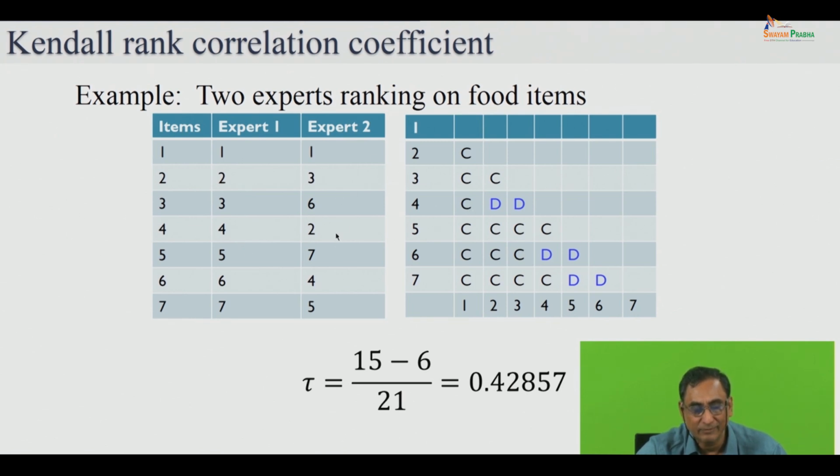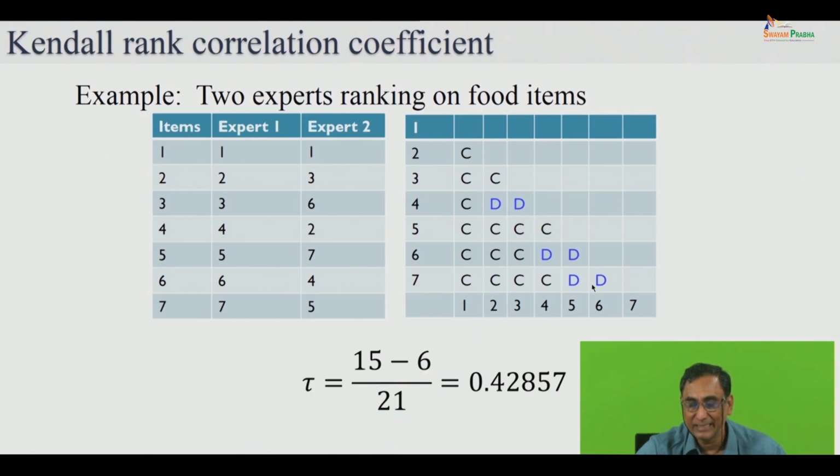But the second and fourth, if you compare, expert 1 says the fourth one is better than the second, but expert 2 disagrees. He says the fourth thing is worse than the second one. So there's a discordant pair of data. That's indicated by 2. So 4 and 2 are discordant, 4 and 3 are discordant. Similarly, here it says 5 and 1 are concordant, 5 and 2 are concordant, and so on. So between every pair, n into n minus 1 by 2 pairs you will get, and we have classified all of these pairs as either concordant or discordant.